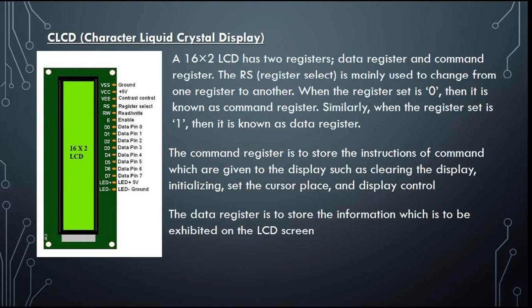So we also implement the use of a character liquid crystal display. It can be 16 times 2 or 16 times 4. 16 represents the number of characters that can be printed in a line, and 2 represents the lines that can be outputted by the CLCD. In our case, we use the 16 times 2 LCD. It has two registers, a data register and a command register.